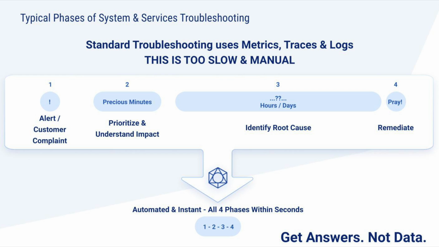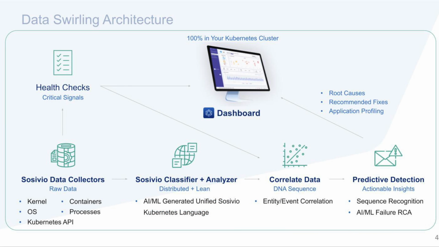Sosivio is fundamentally different in that we present answers and insights, saving you time and money by troubleshooting and optimizing your applications and environments for you. Sosivio does this by heavily leveraging the use of lean artificial intelligence and machine learning to not only automate the troubleshooting process, but also to predict failures before they appear and provide recommended fixes for issues.